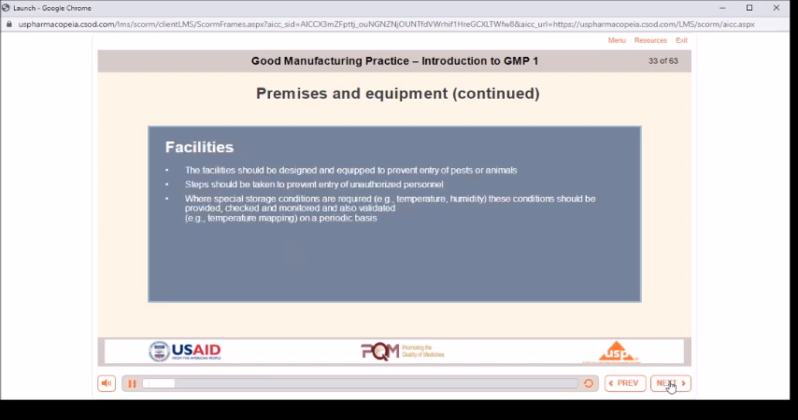Premises and equipment, continued. Facilities. The facilities should be designed and equipped to prevent entry of pests or animals. Steps should be taken to prevent entry of unauthorized personnel. Where special storage conditions are required, e.g., temperature, humidity, these conditions should be provided, checked, and monitored, and also validated, e.g., temperature mapping, on a periodic basis.